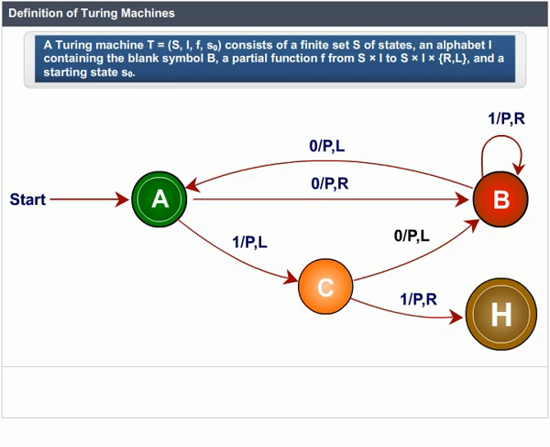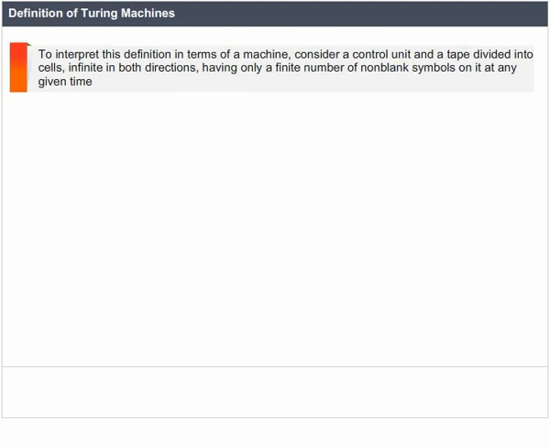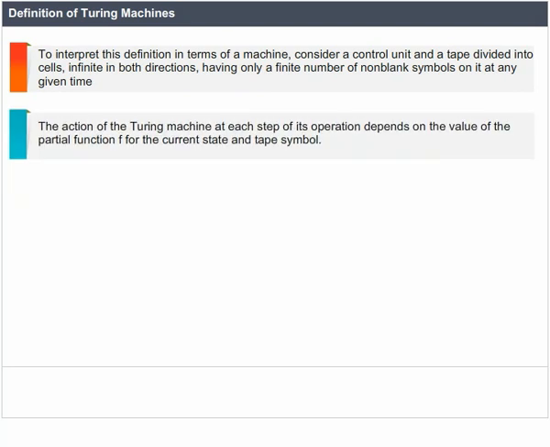Definition of Turing machines. To interpret this definition in terms of a machine, consider a control unit and a tape divided into cells, infinite in both directions, having only a finite number of non-blank symbols on it at any given time. The action of the Turing machine at each step of its operation depends on the value of the partial function f for the current state and tape symbol.